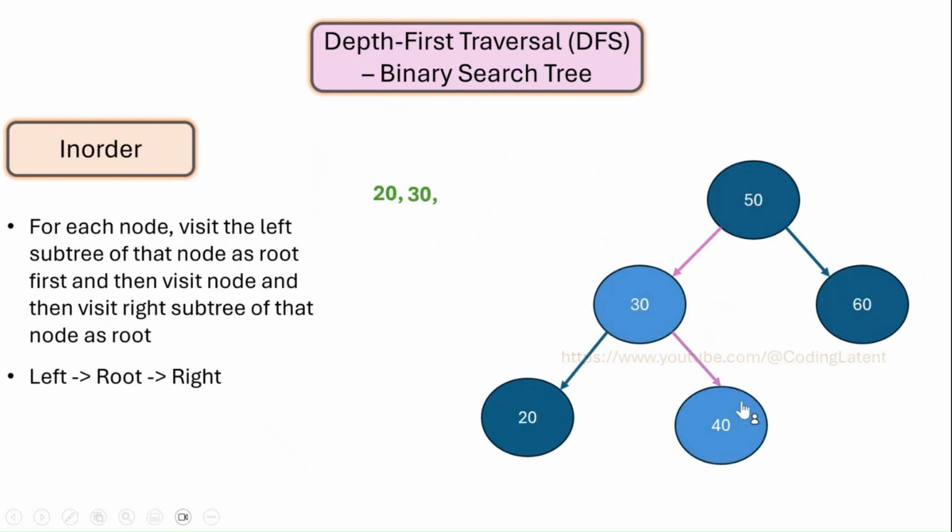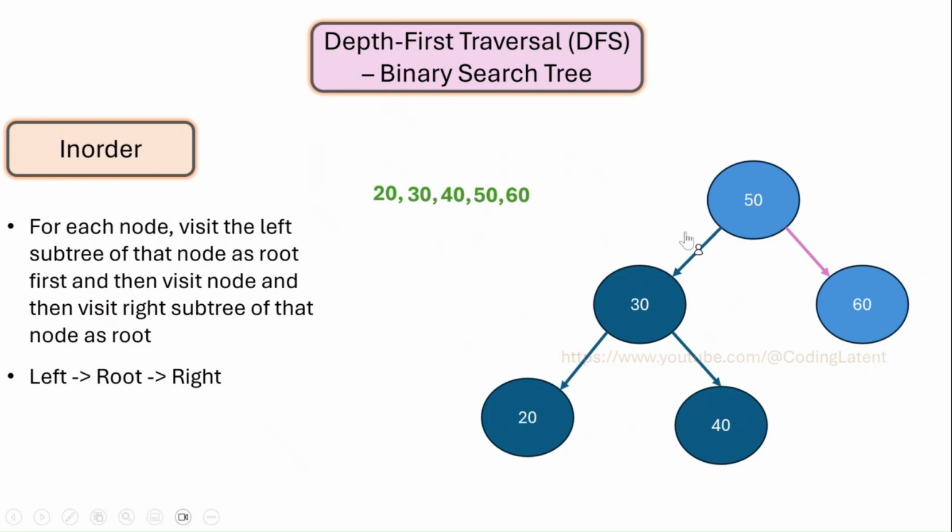So this is 40. For 40, there is no left, so we visited the 40. There is no right, so we'll backtrack to 30. For 30, left and right is done, so we'll backtrack to 50. Now for 50, left side is done, so we'll visit the 50, which is root, and then go to the right side of that 50, which is 60. For 60, there is no left, so we visited the 60, and then went to the right side of the 60, which is also null, so it will basically backtrack.